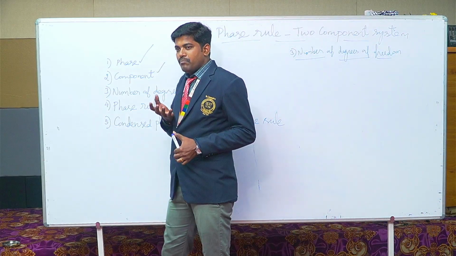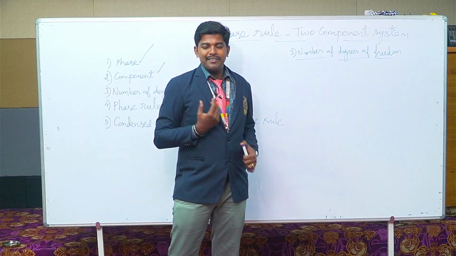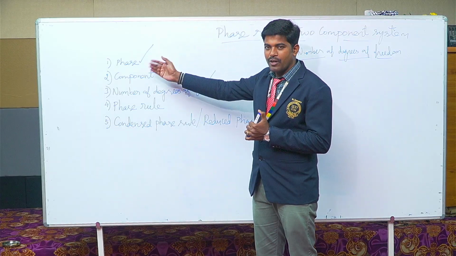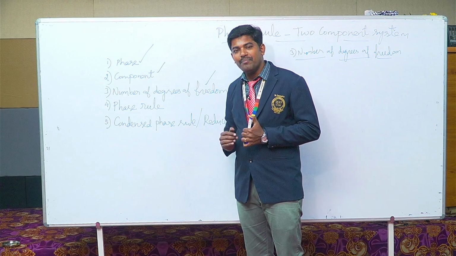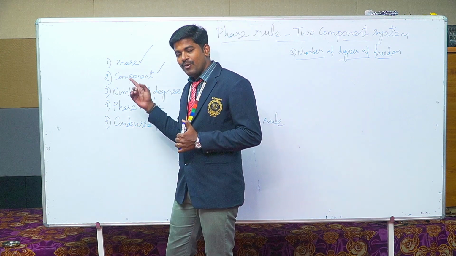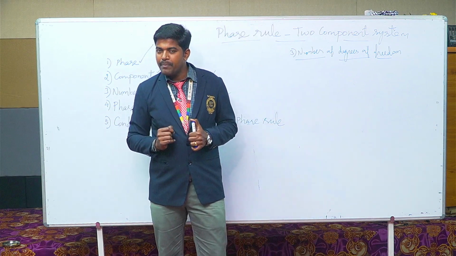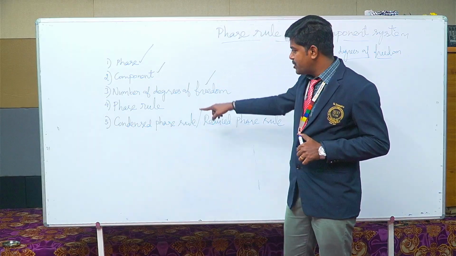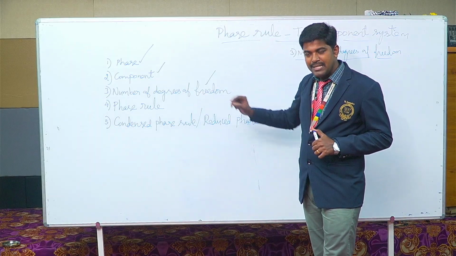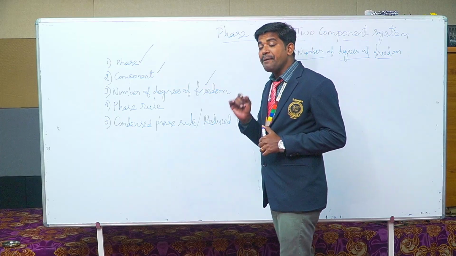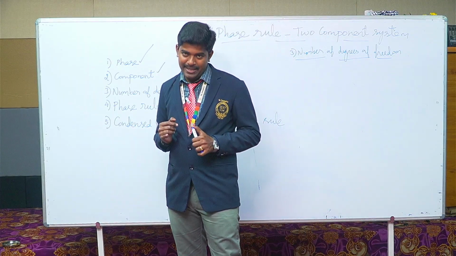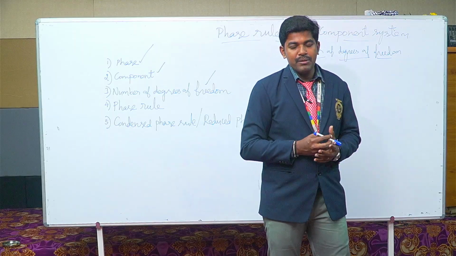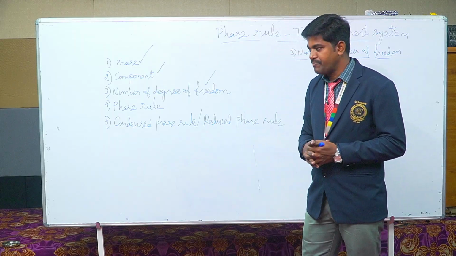If you want to memorize the definition, and you remember the earlier definition of component, it is easy to remember the number of degrees of freedom. What is a component? The minimum number of chemical constituents required to define the system. Here, the number of degrees of freedom is the minimum number of independent variables required to define the system.